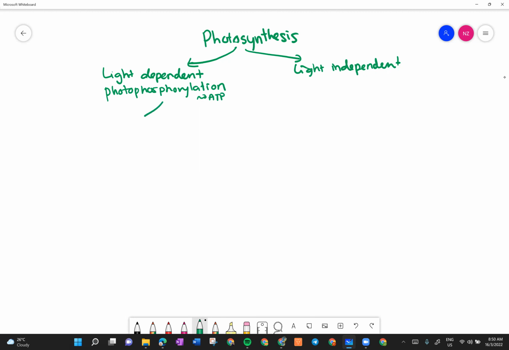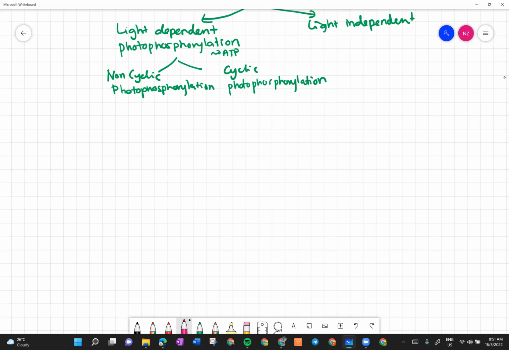There are actually dua type of photophosphorylation. Satu adalah the non-cyclic photophosphorylation, and the other is the cyclic photophosphorylation. So let's check out the both of them, right? So kita nak check out the both of them ni.